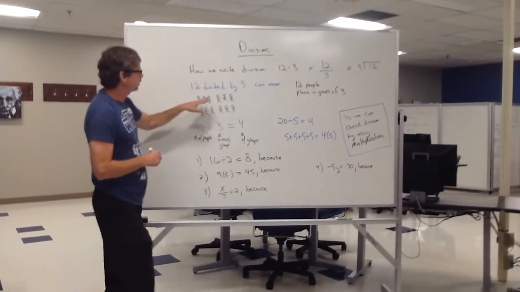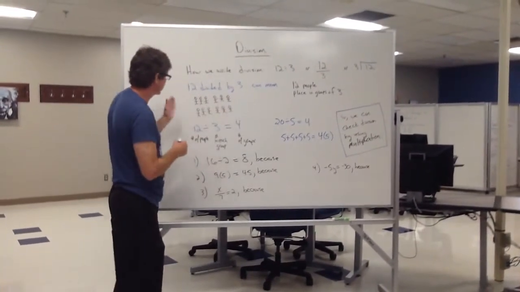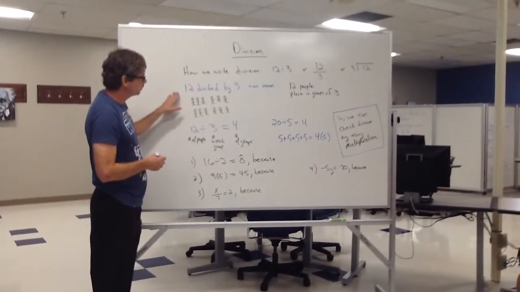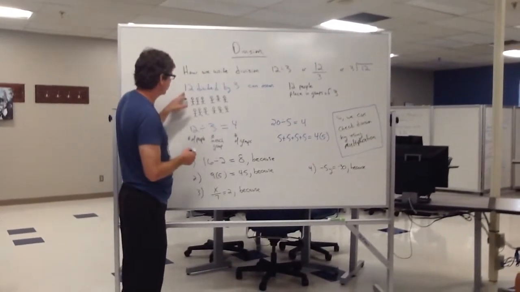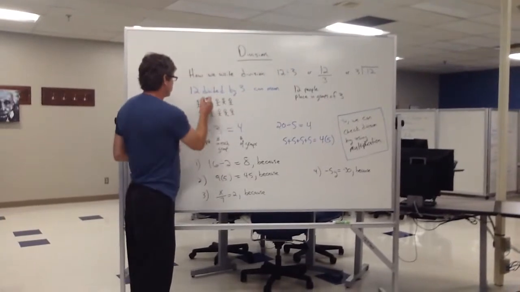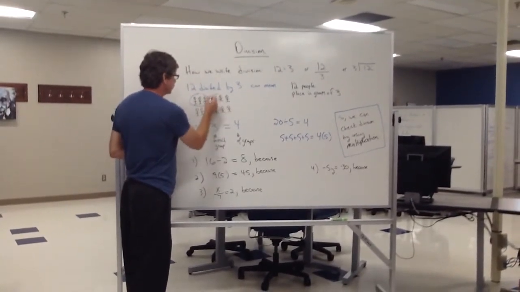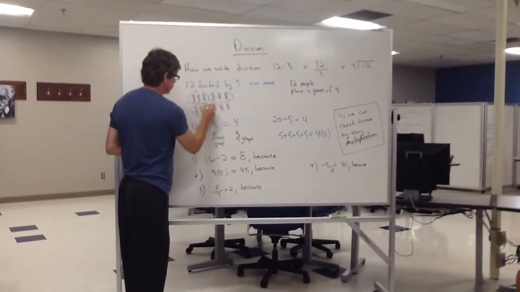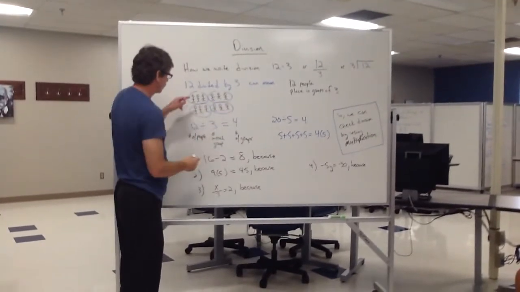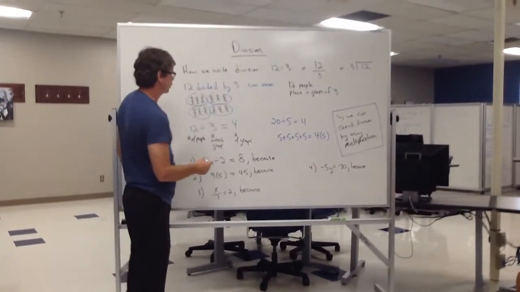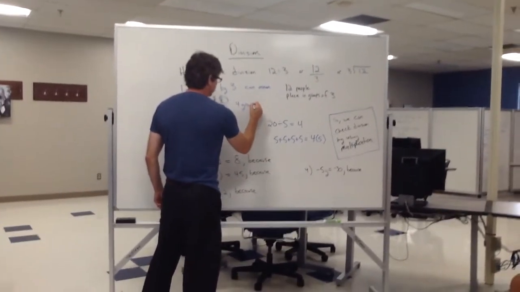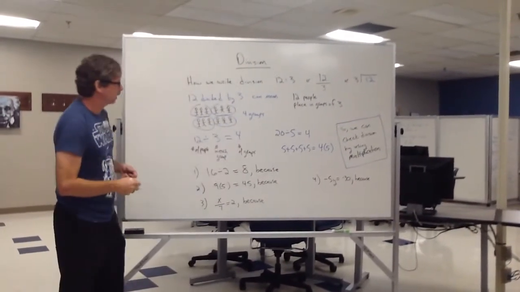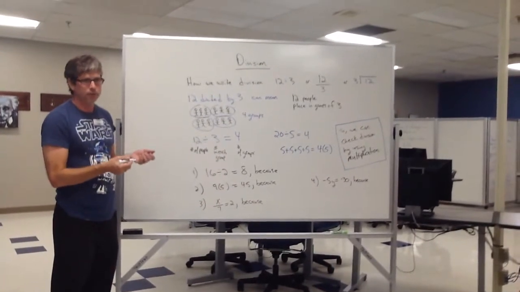So again, 12 divided by 3, what it can mean is you have 12 people, and they're placed in groups of 3. So if I have 12 people all together, and I group them by 3's, what I'm coming up with is they're broken into 4 groups altogether. So if I have 12 people and I group them in 3's, my result is there's 4 groups.